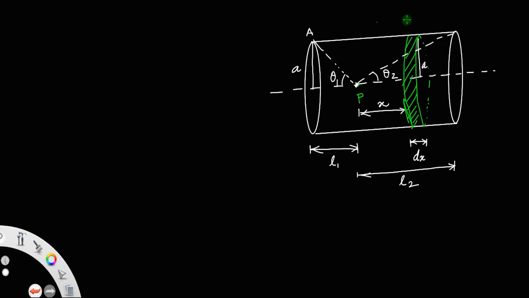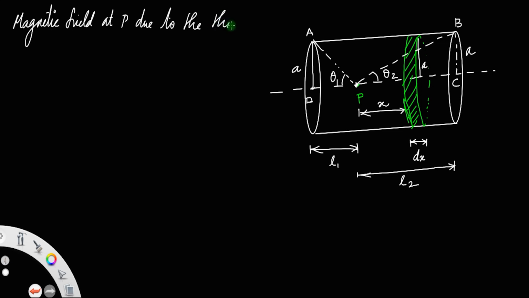Let's name these points A, B, C, D. This length is also A. Now we have the magnetic field produced by this thin strip at the point P. Magnetic field at P due to the thin circular strip. Let's call that magnetic field dB.